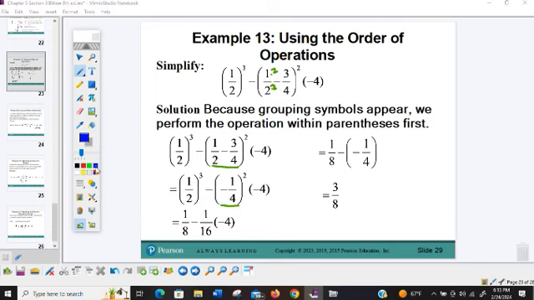Now our next job is to do the exponents. Please excuse. So exponents next. 1/2 times 1/2 times 1/2 is 1/8. -1/4 times -1/4, because this one is squared, is a positive 1/16 here. Now this minus came from here, and this turned into a positive 1/16. So now we have 1/8 minus 1/16 times -4.